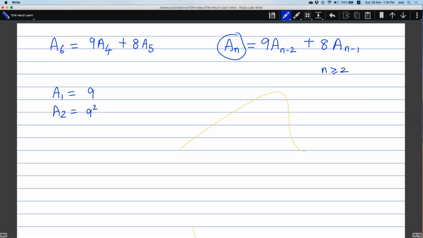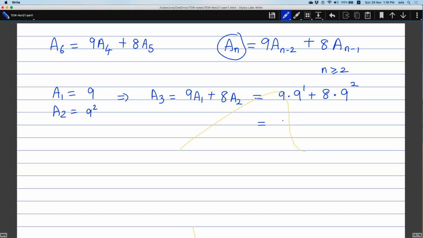What does this relation give us? This says that A3 becomes 9 times A1 plus 8 times A2. Right? So what is that? It's 9A1 plus 8A2. So that equals 9 into 9 power 1 plus 8 into 9 power 2.